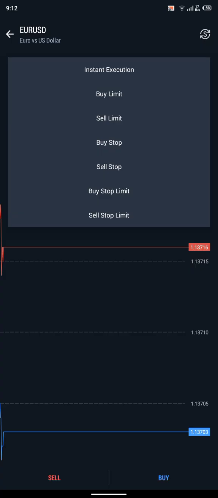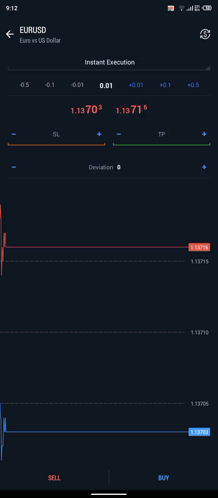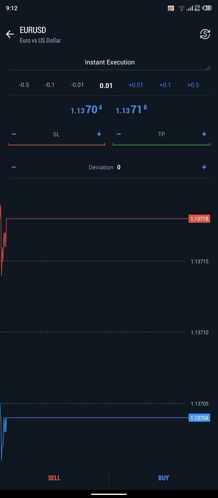Instant execution means that when you choose it, you are saying that the trade you want to place, the trade you want to open, is instant. You want to enter at the particular market price. So that's instant execution.